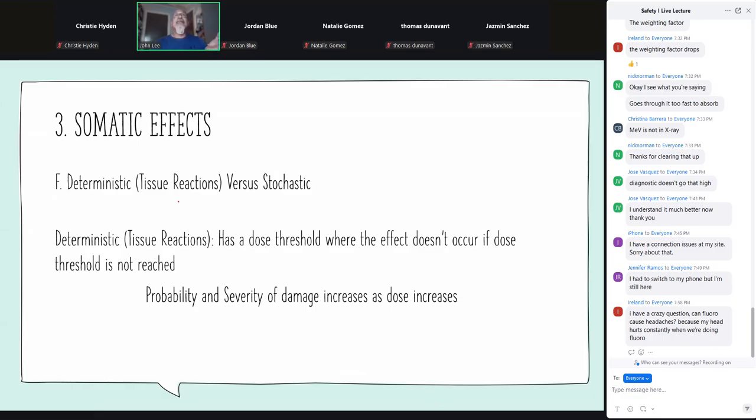Now, the deterministic tissue reactions versus the stochastic. Most of the deterministic reactions have a dose threshold, which means until you reach that amount of exposure, not likely anything's going to happen. But once you hit that threshold of exposure, as the dose increases, the probability and likelihood, along with the severity of damage, will increase as well.